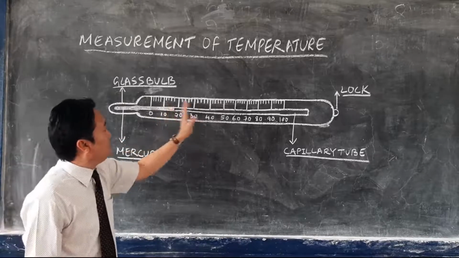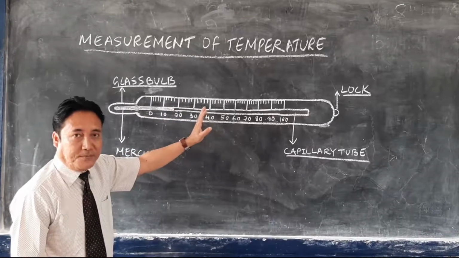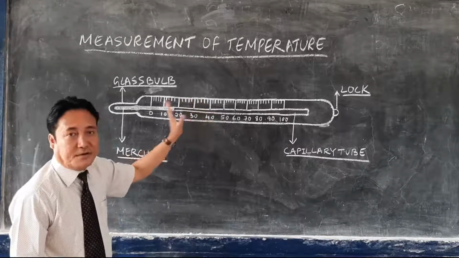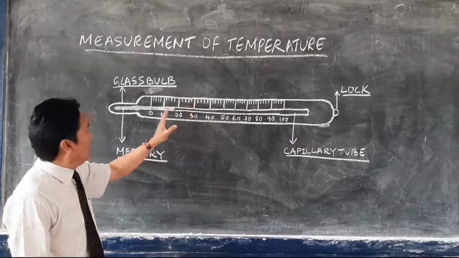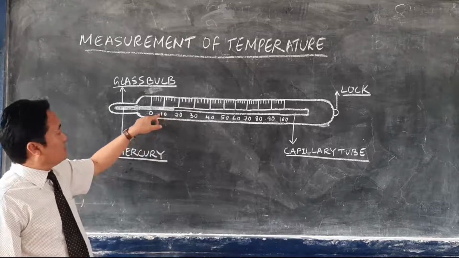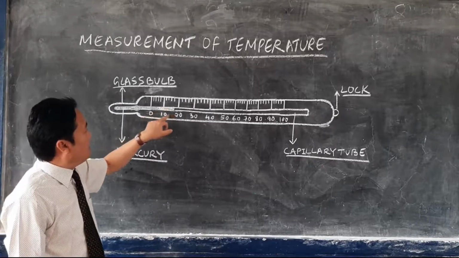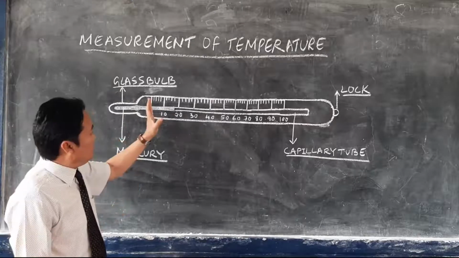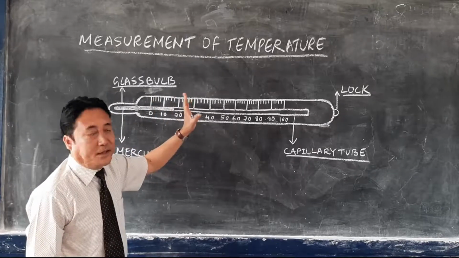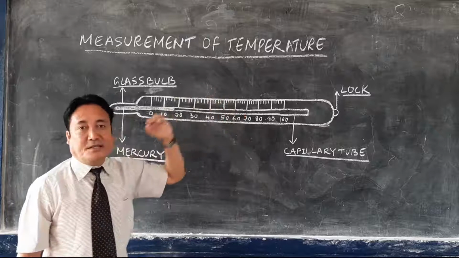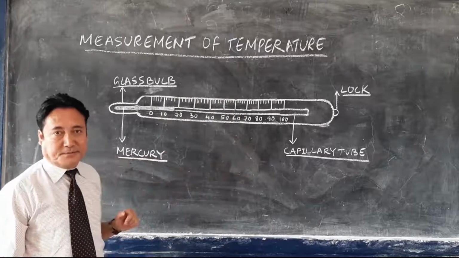The mercury hasn't crossed the 20 mark, and the mercury has crossed the level 10, and it lies between 10 and 20. So this way, as the level of the mercury rises, you can find the temperature.